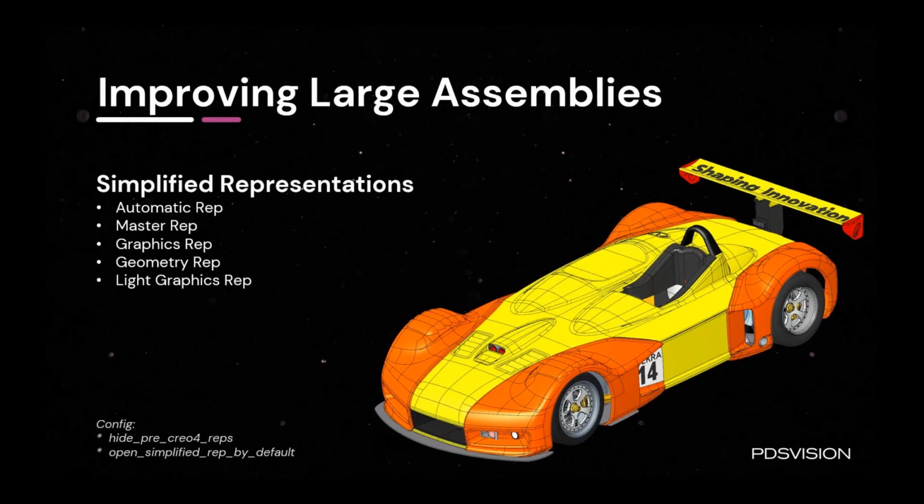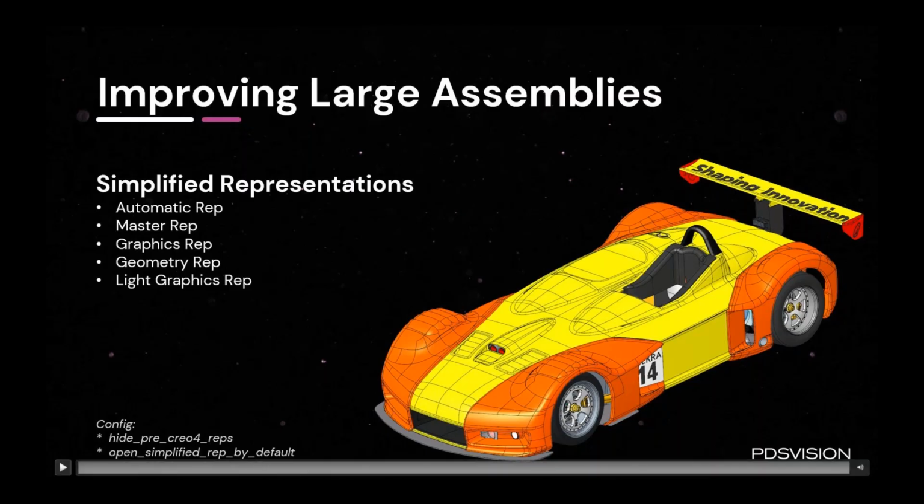So let's talk a little bit about simplified representations, because I don't think everyone is always aware of them. The first thing I'm going to mention is there are what we call out-of-the-box simplified representations: different versions of your model that you can open up within Creo. Now, PTC chose to hide a lot of these by default from Creo 4 onwards. I think that was primarily to simplify the onboarding process for new users.